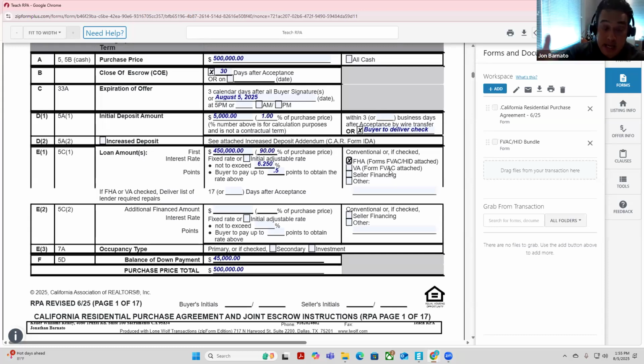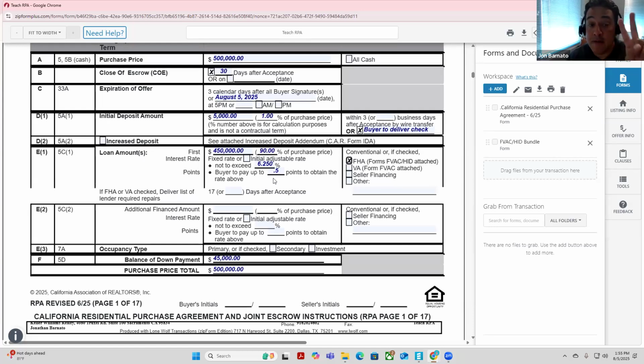So if you're on the listing side, please be aware, you may get a non-contingent offer, but if they're FHA or VA, they do have an appraisal and lender-required repairs contingency, and they can cancel. Okay, I want you to understand that.